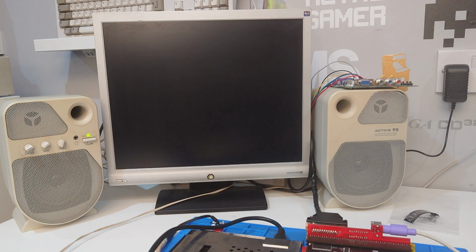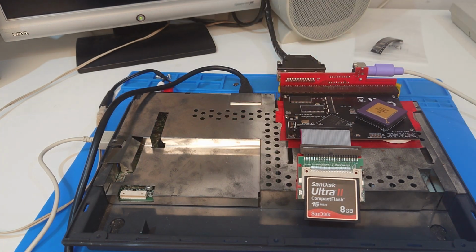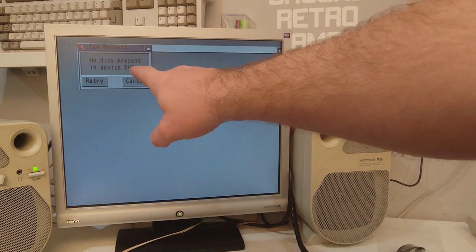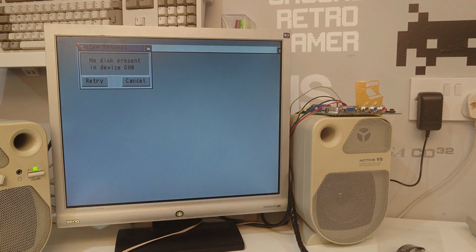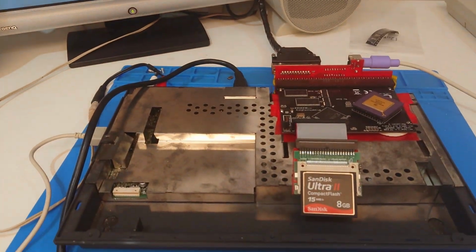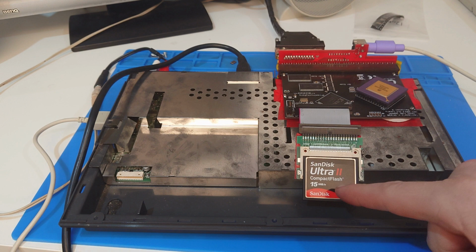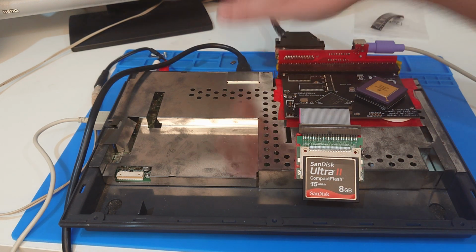Something doesn't smell right. What is that? Right, hold on. Investigation time. Right, so let me show you what's happening. As soon as you power it up, you get this message. Note this present in device DH0. So it seems that whatever's happened, whatever that sort of electrical burning smell was, something in here must be fried.